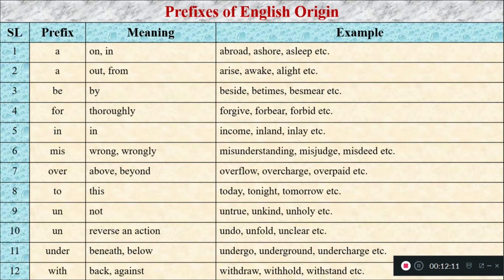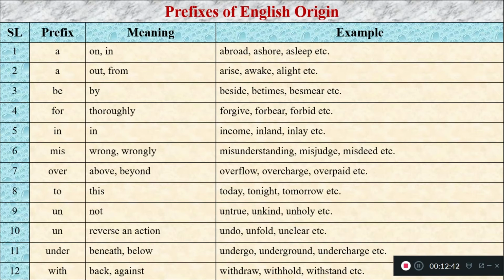undo means to cancel or reverse something. Unfold means to open, which is opposite to fold. Unclear means the opposite of clear or obvious. The prefix under means beneath or below. For example, undergo means to experience something that is below or not present. Underground means below the surface of earth. Undercharge, to charge someone below the actual price.